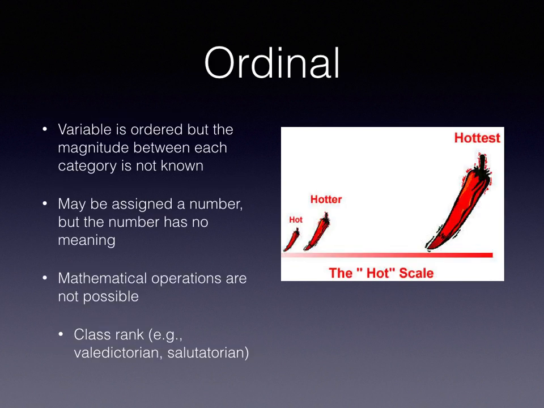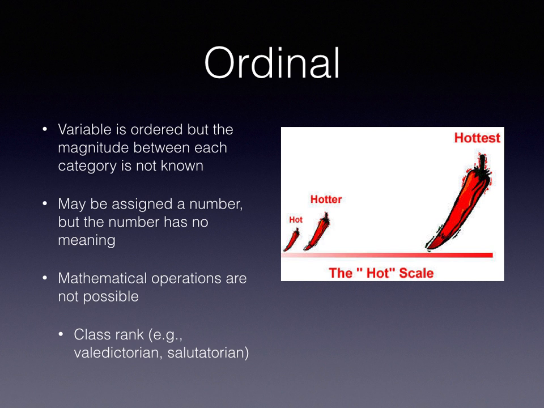Our next scale of measurement is called an ordinal scale. And variables on an ordinal scale are placed in order. So they're categories that are ordered. Hot, hotter, hottest, if I'm looking at like hot chili peppers or something like that.